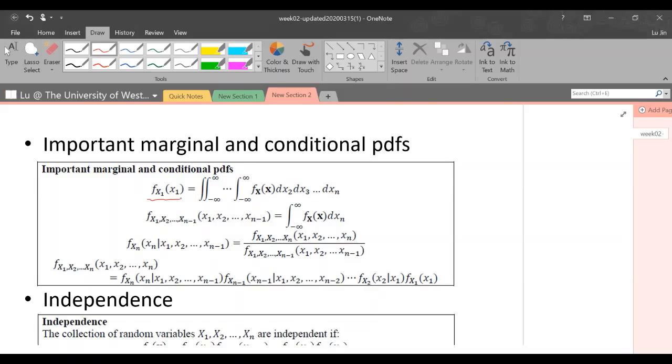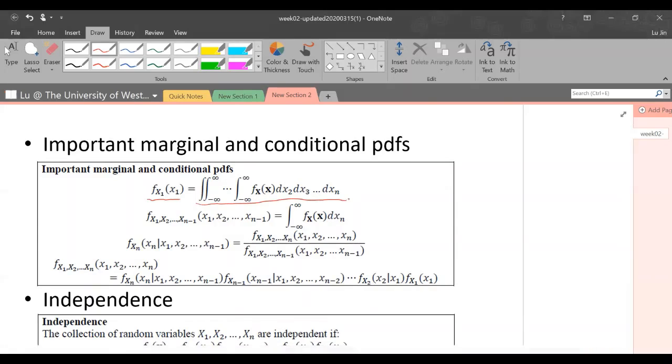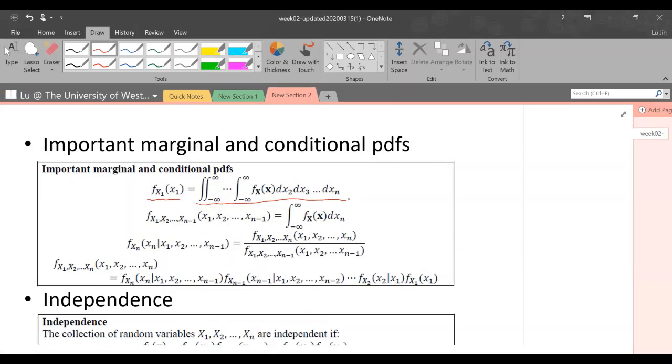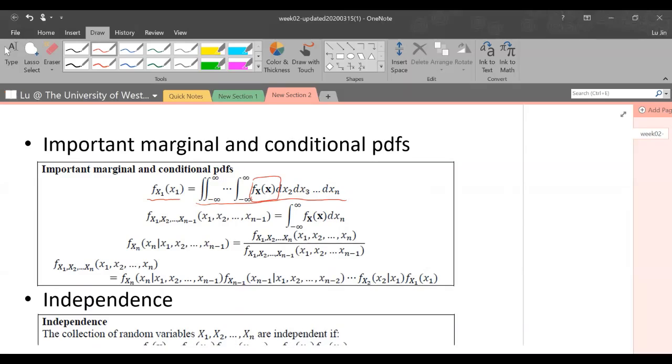So we have to use the formula we learned from the two random variables cases. We repeat the integrations n-1 times. These n-1 integrations are conducted with respect to x2, x3, x4 until xn. By doing this operation, we are eliminating the effect of x2, x3, x4 until xn from this joint PDF. After we finish the evaluation, the remaining thing is the marginal PDF of x1 only.